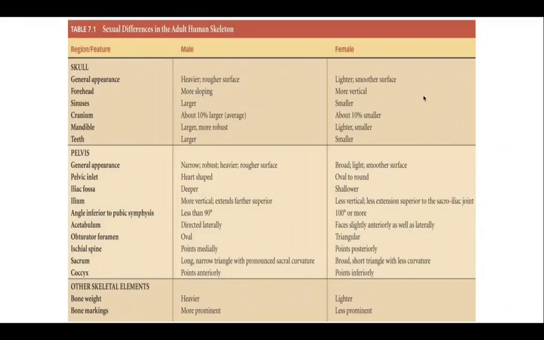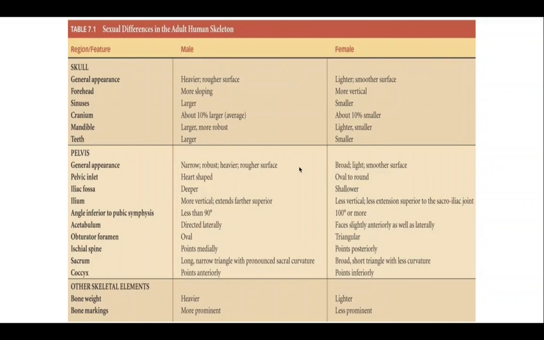So this is going to give you some differences in the male and females. So the shape of the forehead is more sloping in a male. The general appearance, heavier, rougher surface. Sinuses are larger in a male. The cranium is larger in a male. Mandible is larger, more robust. The teeth tend to be larger.